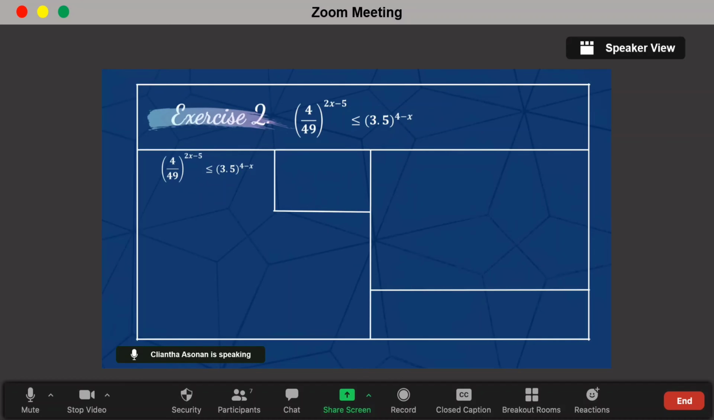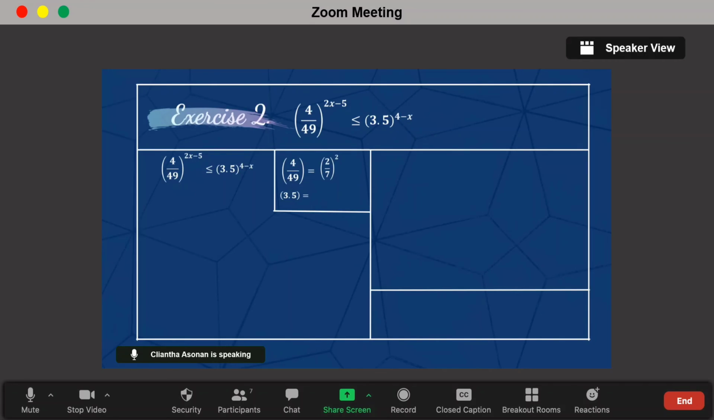So the first thing we do is to make sure that the bases are the same. So how do we change 4 over 49 and 3.5 to have a common base? So 4 over 49 can become 2 over 7 raised to the power of 2. Now how about 3.5? This one is actually a bit tricky.